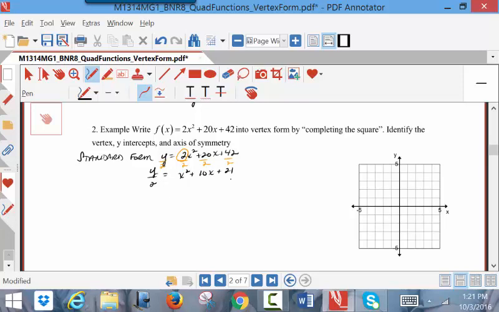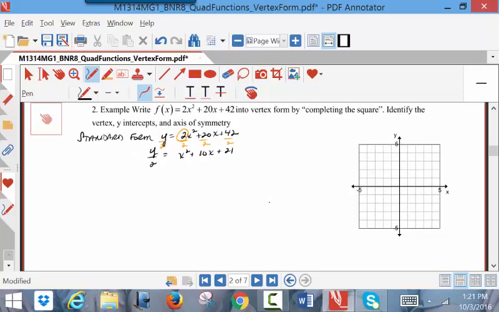Don't touch it, leave it alone. Just keep writing y over 2 on the left side. Okay, so remember when you complete the square, you have to get everything away so you only have x's on the right side. So now I have to subtract 21. So I've got y over 2 minus 21 equaling x squared plus 10x.